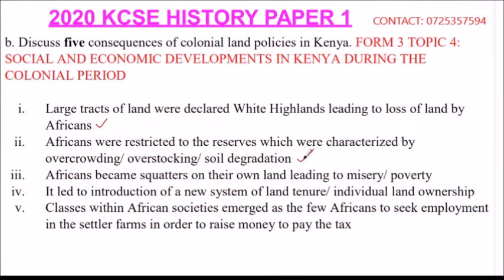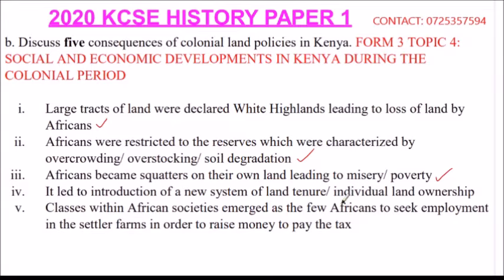So that's another consequence. Number 3, Africans became squatters on their own land, leading to misery and poverty. So, as I have mentioned, Africans were pushed into villages, and therefore they became squatters on their land, and there was poverty because they were being forced even to work for free on the European lands.